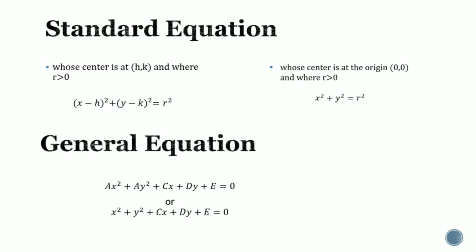This equation represents the general form of the circle. The a and the b are equal and greater than 0. By having this general form of the circle, we can determine what the center is. For the h, the negative of d must be divided by 2. And also for the k, the negative of e must be divided by 2.